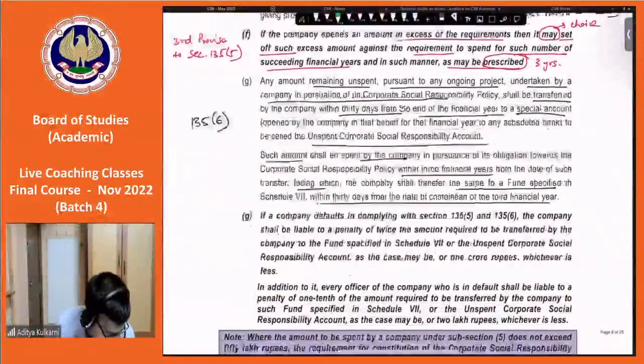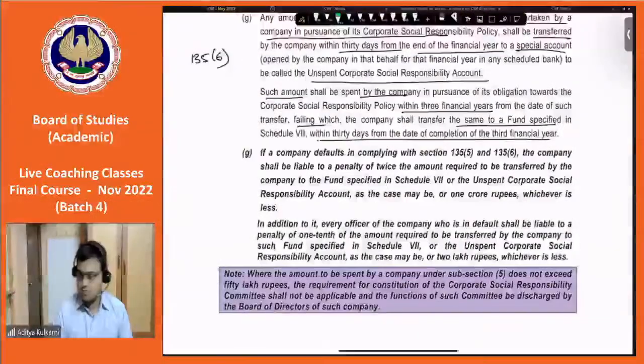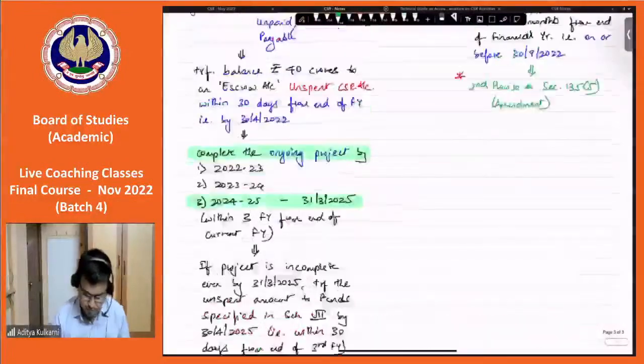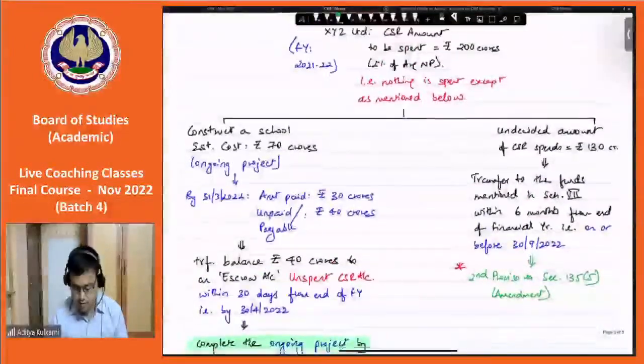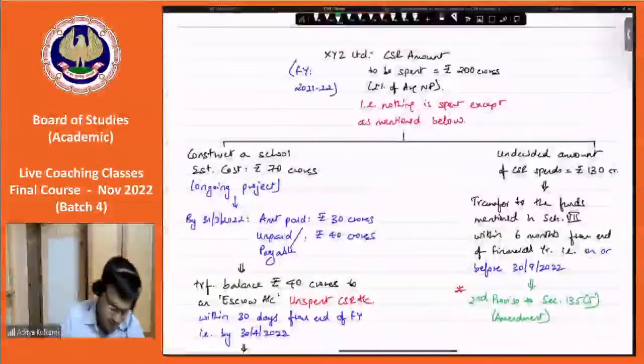So that is 135(6). Yes. So this is 135(6) and the second proviso.